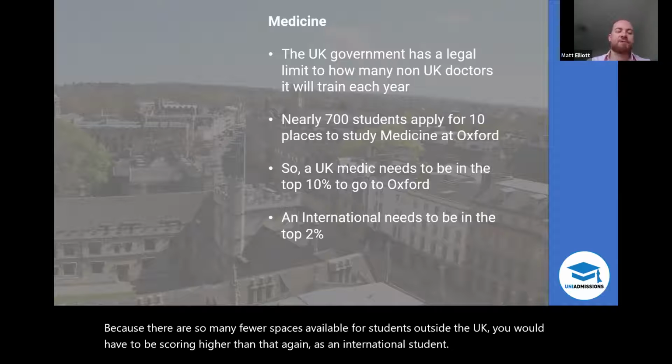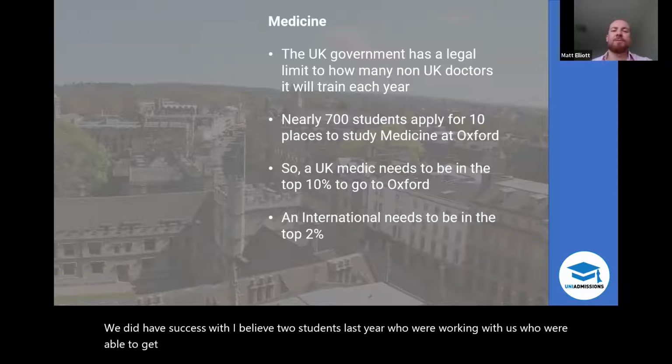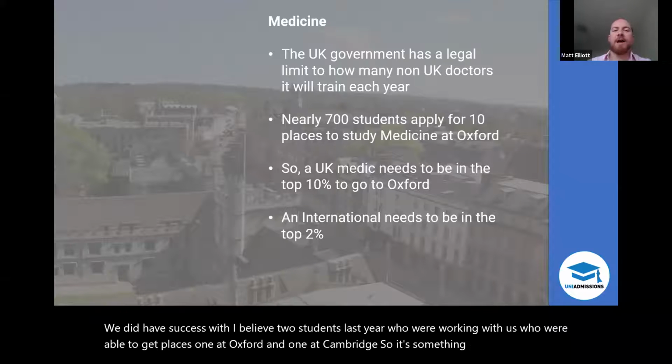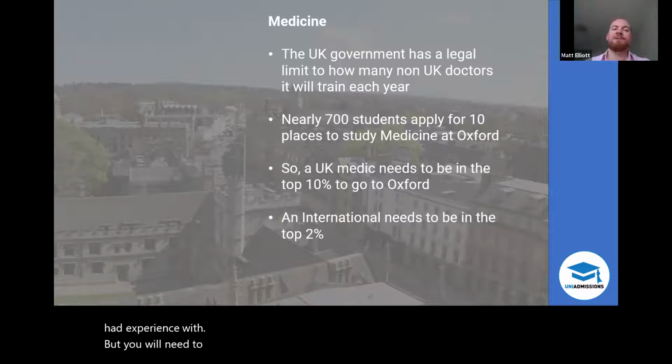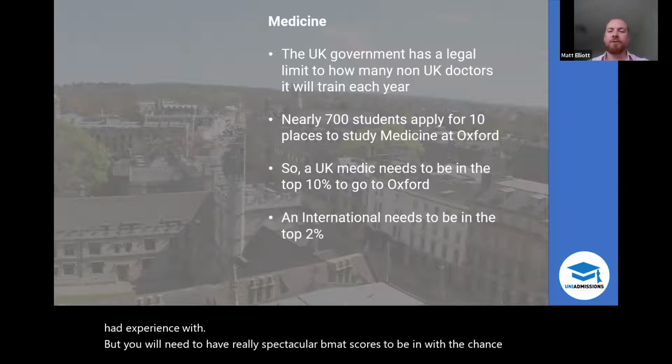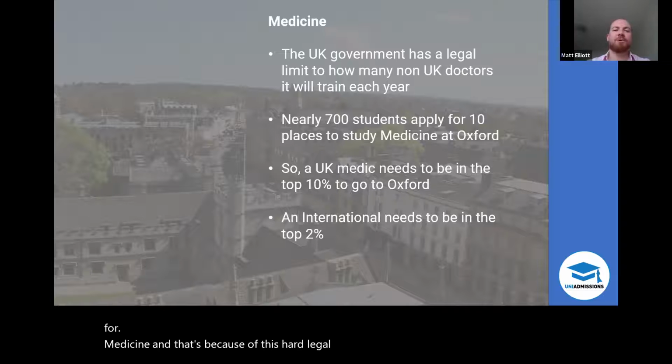We did have success with, I believe, 2 students last year who were working with us who were able to get places, one at Oxford and one at Cambridge. So it's something that we have had experience with. But you will need to have really spectacular BMAT scores to be in with a chance of applying for medicine, and that's because of this hard legal limit that the universities have to work with.